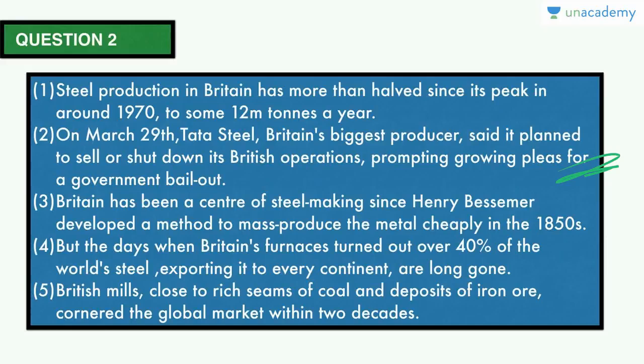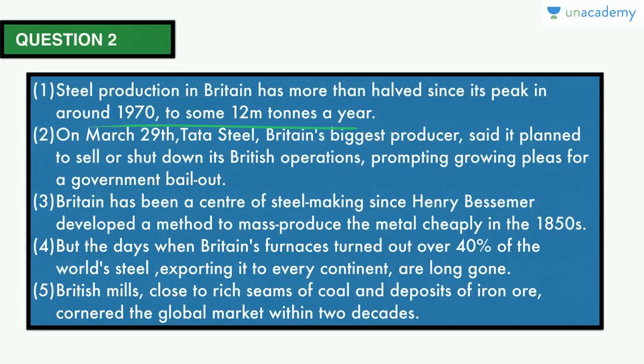Probably 2. It's too recent. Maybe. I don't know. Britain has been a center of steel making since Henry Bessemer developed a method to mass produce metal. British mills, close to rich seams of coal and iron ore, cornered the global market within 2 decades. Okay, so within 2 decades of the 1850s, British mills did this. So we're talking about growth. And then, this 'but' gives me an idea that we can immediately talk about the decline. But the days when Britain's furnaces turned out over 40% of the world's steel, exporting it to every continent, are long gone. Steel production in Britain has more than halved since its peak around 1970 to some 12 million tons a year.